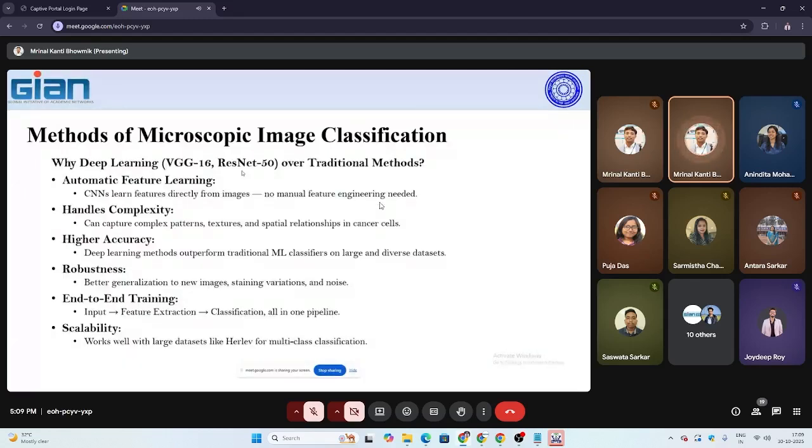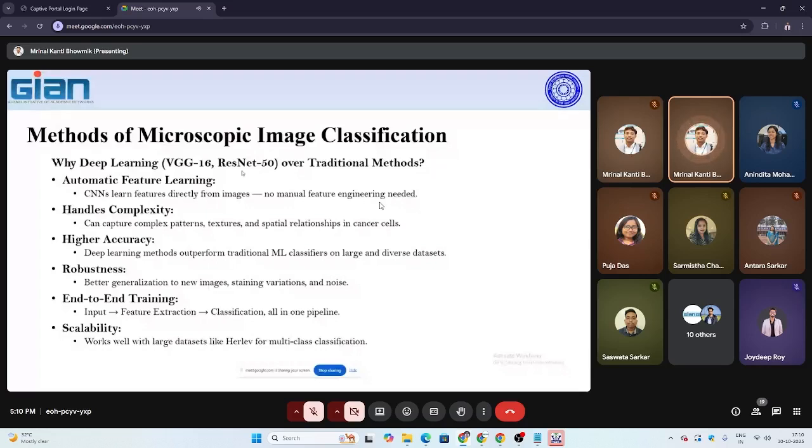So there is a difference in why we should use deep learning over traditional methods. Why are we focusing on deep learning methods like VGG16 and ResNet instead of traditional machine learning methods? The main reason is feature learning. Traditional methods require us to manually extract features from images, like texture, color, or shape. This process is not only time consuming, but it may also miss subtle patterns that are important for detecting cancer.